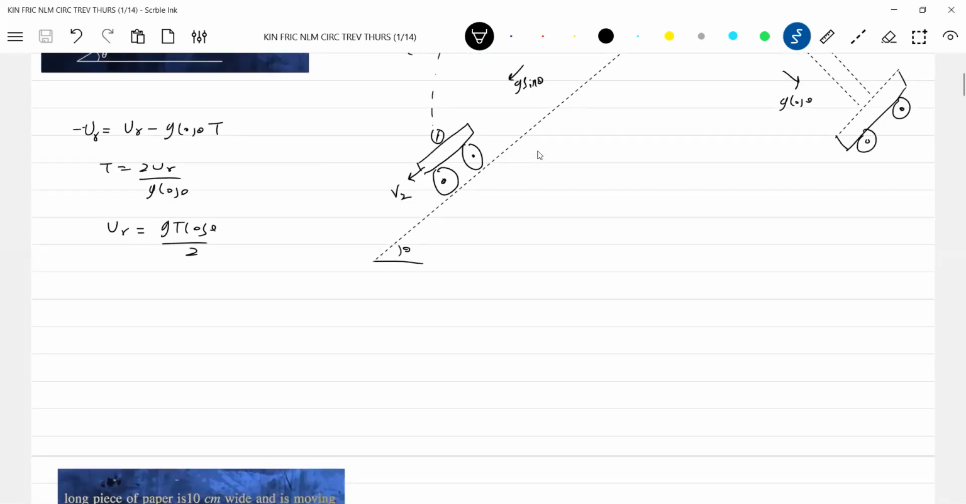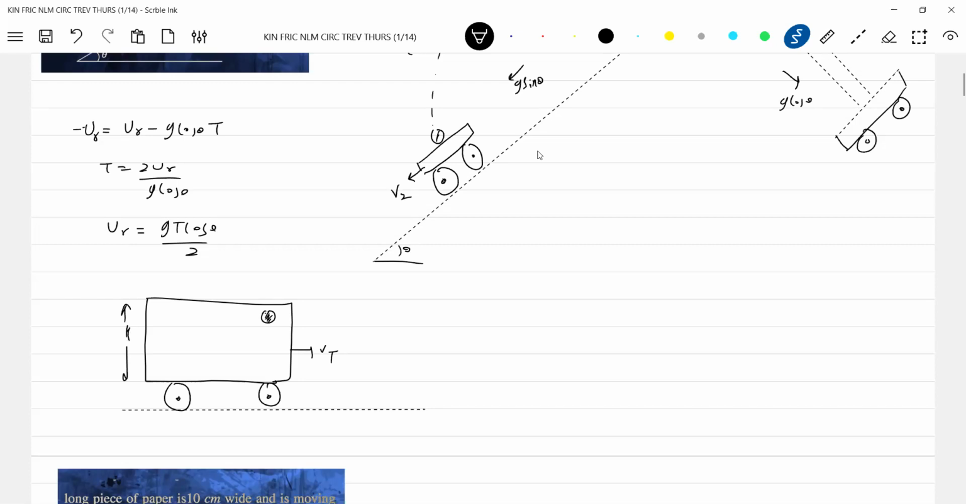Suppose this trolley is moving on the ground with a constant velocity. Let Vt be the velocity of the trolley. I'll drop a ball. Let h be the height of this trolley. How is the motion of the ball? It is moving with a constant speed Vt.